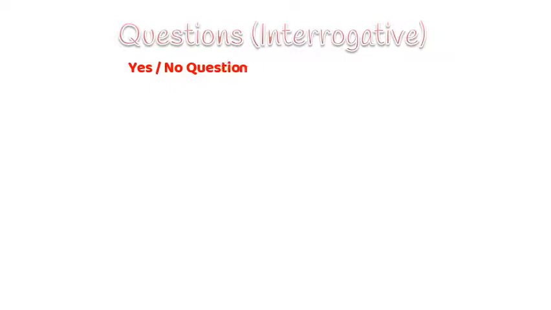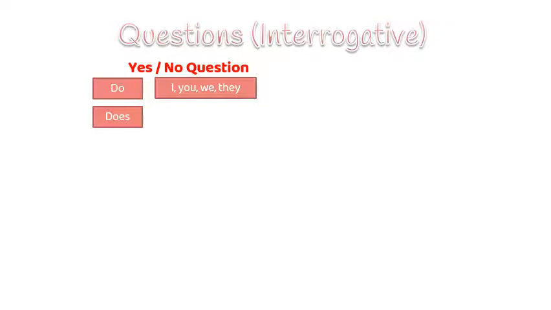Now the question form, or the interrogative form. Okay, now how to form the question in the simple present tense. Yes, no questions. Let's start with the yes, no questions. When we say yes, no question, we mean the question that has an answer as yes or no. When I have in the main sentence a plural subject, I have to start with do. Do, then the subject, I, you, we, or they, or the girls, or the boys, then the verb, okay?